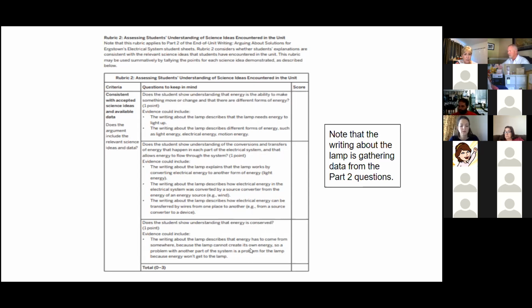And then the same thing down here. Does the student show an understanding that energy is being conserved in the system? Then they give you examples of what that might look like.